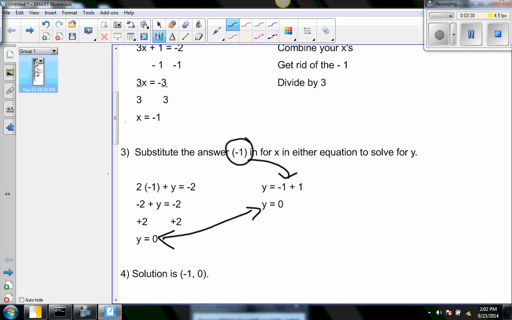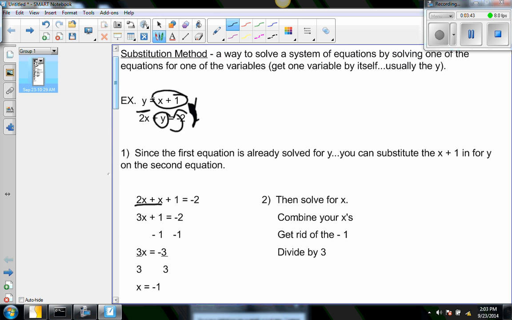So my solution to that system is negative 1, 0. What does that say? That says that when I plug negative 1 in for x, I get 0 out for y. And that will work for both of my original equations, which were right here.